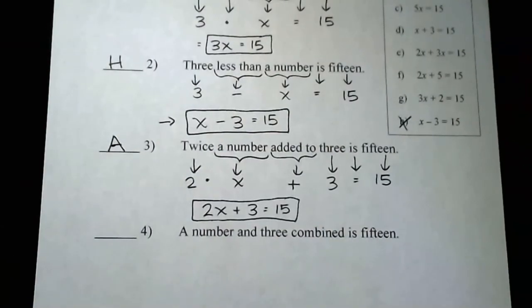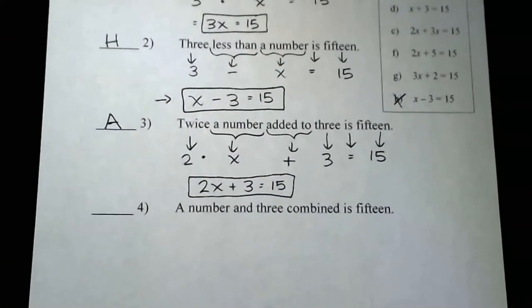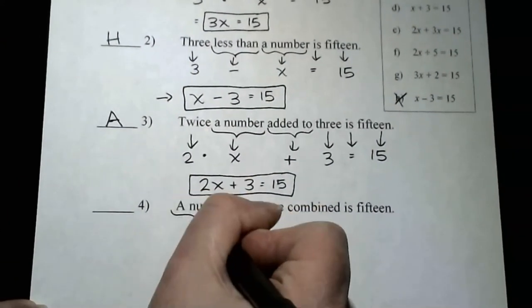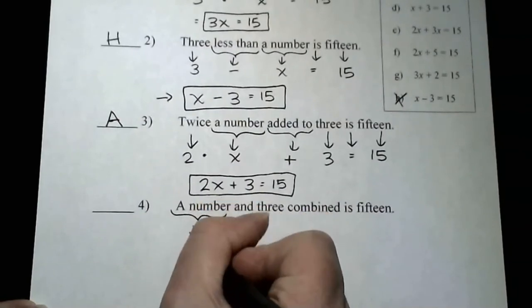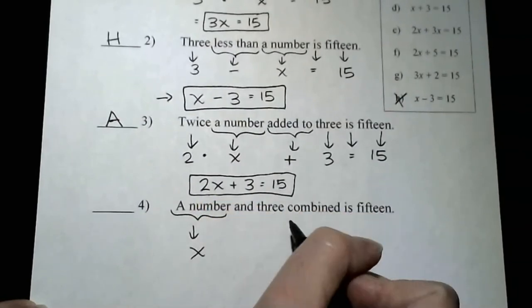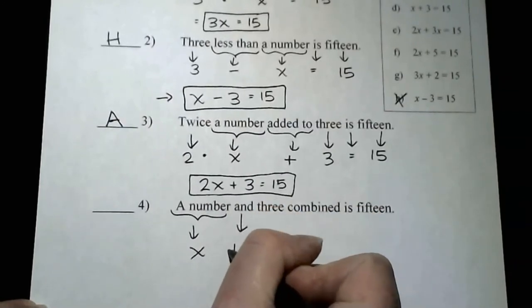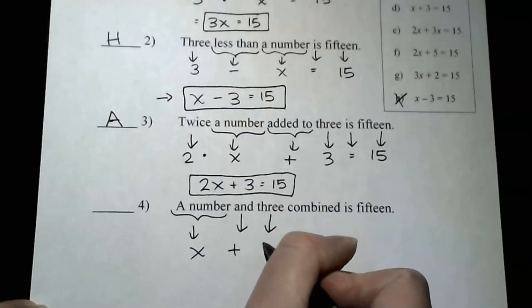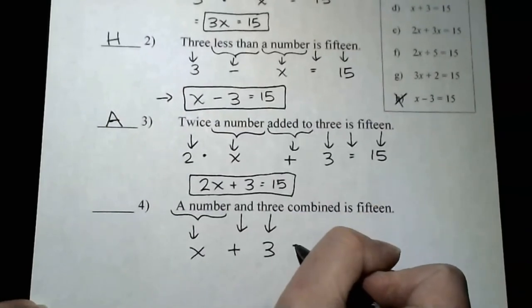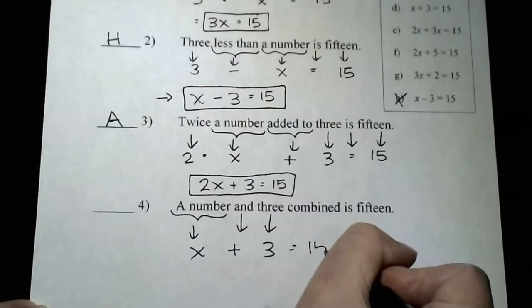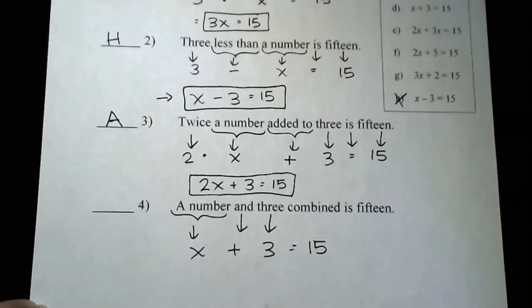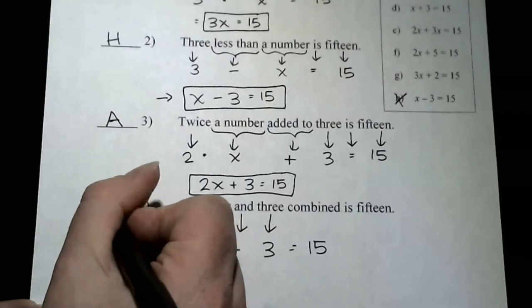Okay, number 4, a number and 3 combined is 15. So a number and 3 combined, combined means add, is 15. And there's nothing to even do to that one. That's all you have. x plus 3 equals 15 makes that choice D.